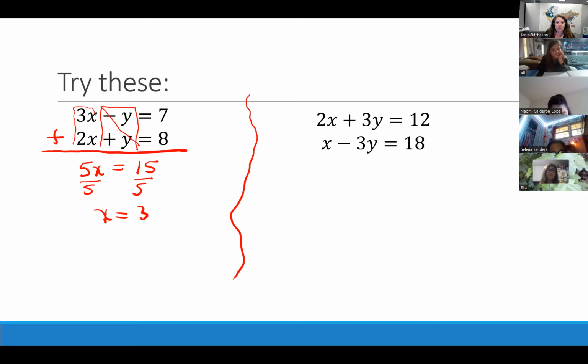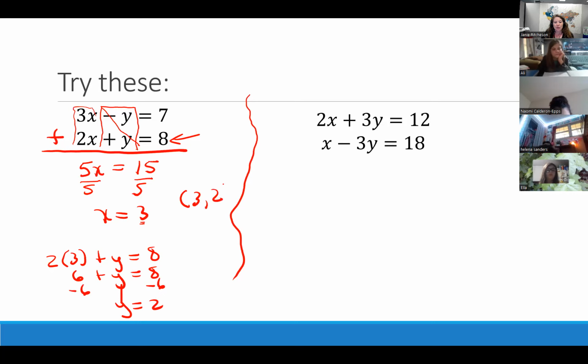All right, so now to solve for y, we're going to plug in 3 for x into either one of the equations. It doesn't matter. I'm just going to pick the second one. So I'm going to plug in 2 times x, which is 3, plus y equals 8. 2 times 3 is 6. To solve for y, I'm going to subtract 6 from both sides, and I see that y is equal to 2. So my solution to this system of equations is (3, 2). If I graph both of these lines, I know they would intersect at (3, 2).